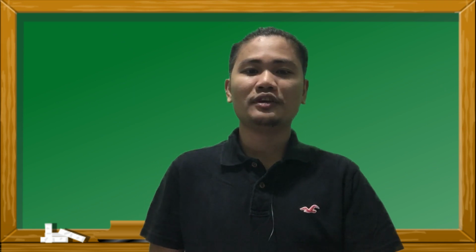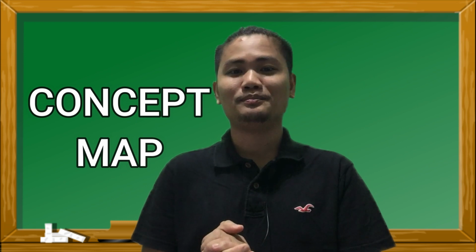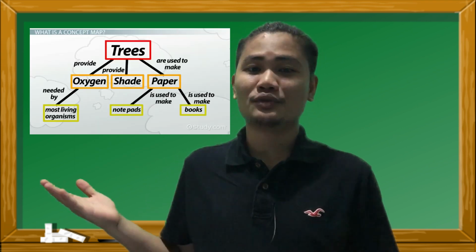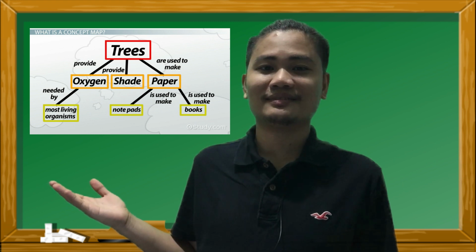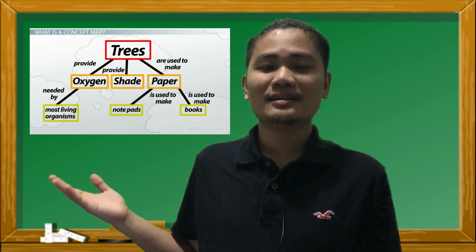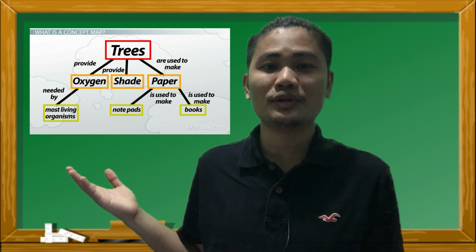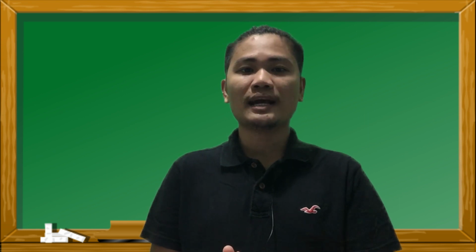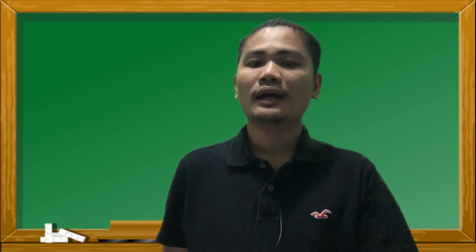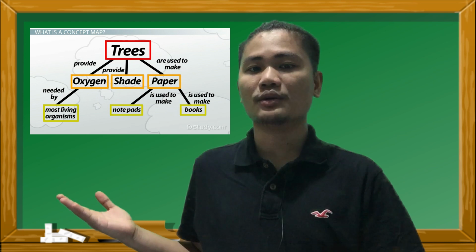The second graphic organizer that I'll be teaching you is the concept map. This is what a concept map looks like. Focus your attention on the screen. We can see the main idea and the information that supports it. Boxes and circles can be used to link or relate ideas and concepts. As you can see here, the ideas are connected using arrows.